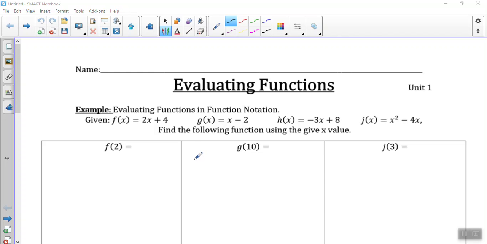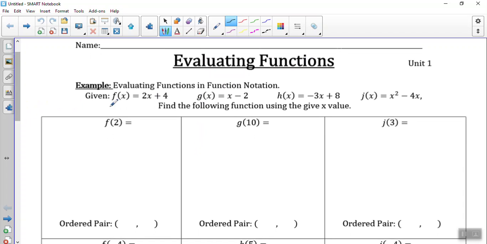Alright class, so this lesson is about evaluating functions, and some of this might be a review from the first lesson that we did about functions. So let's review what function notation is and how we use it to find function values.